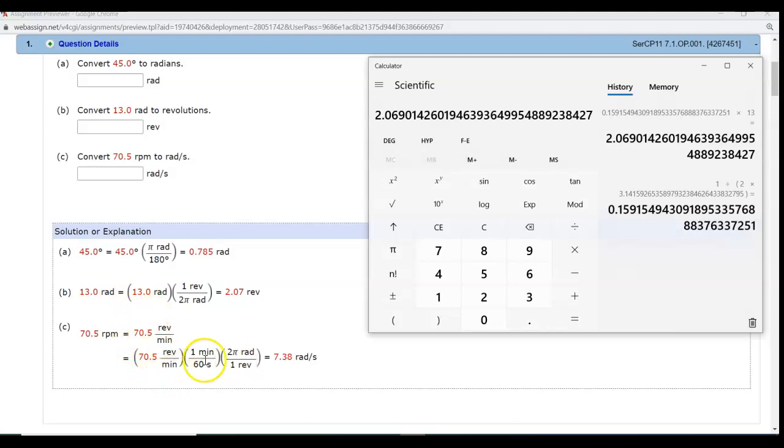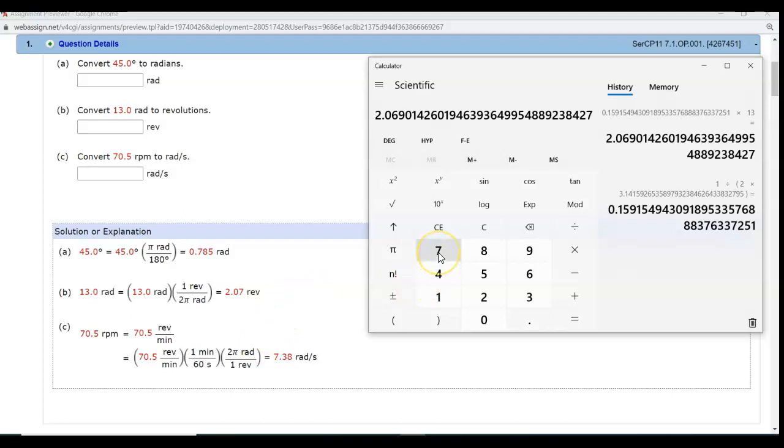Okay, again, we're setting up a ratio here. We need to convert revolutions per minute to radians per second. So we need a conversion for the revolutions and for the minutes. So to convert minutes to seconds, 1 minute is 60 seconds. For the revolution, 2 pi radians is 1 revolution.